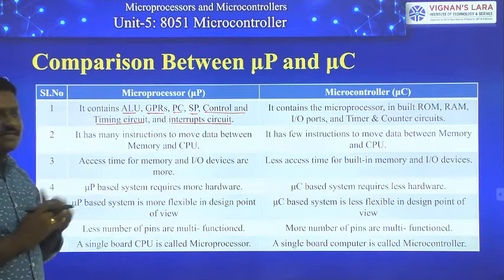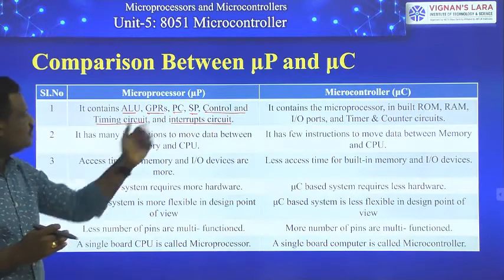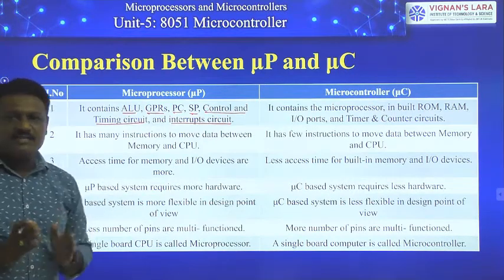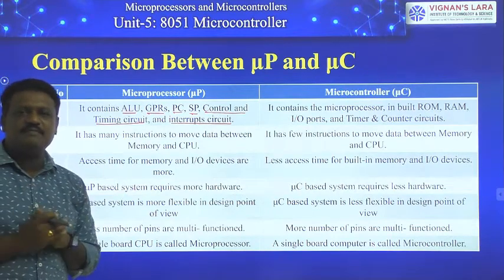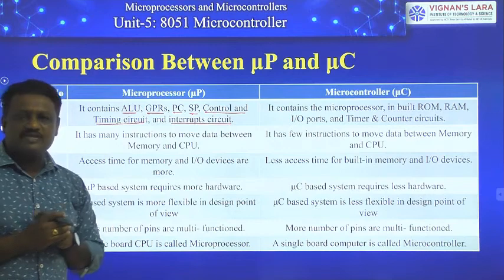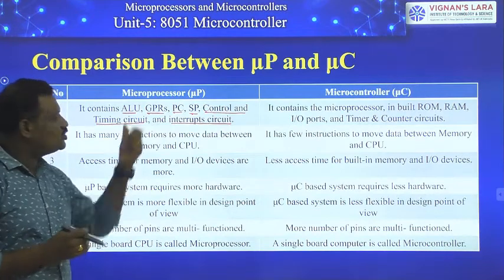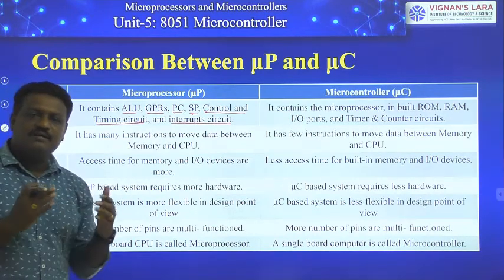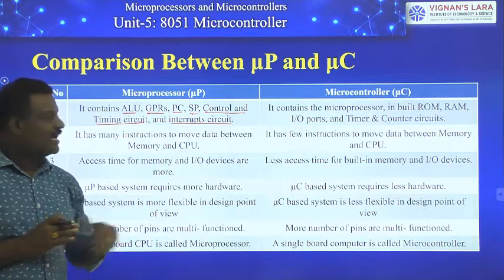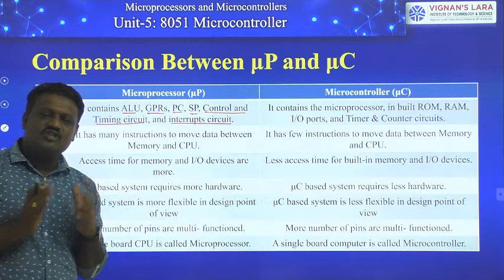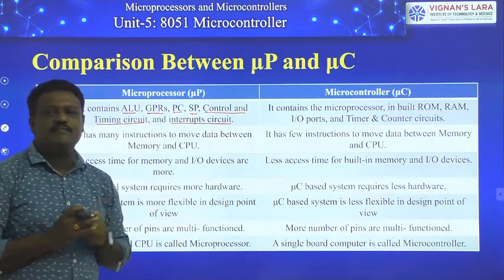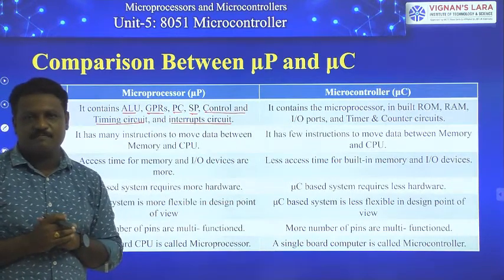It has an arithmetic logical unit. It has a group of registers. GPRs means general purpose registers. And next PC means program counter. SP means stack pointer. These are the group of registers present on our processor. Along with that, it has control and timing circuit. And some processors have interrupt circuits also present.